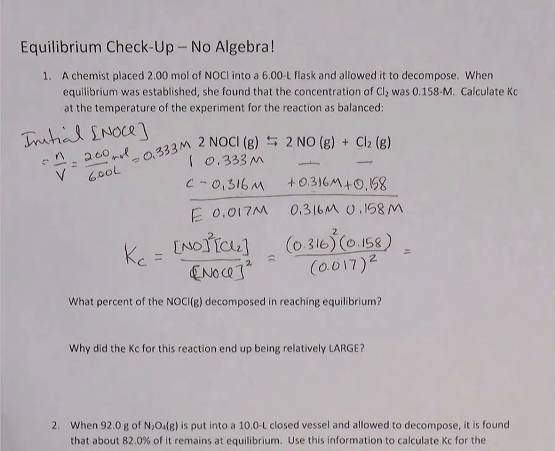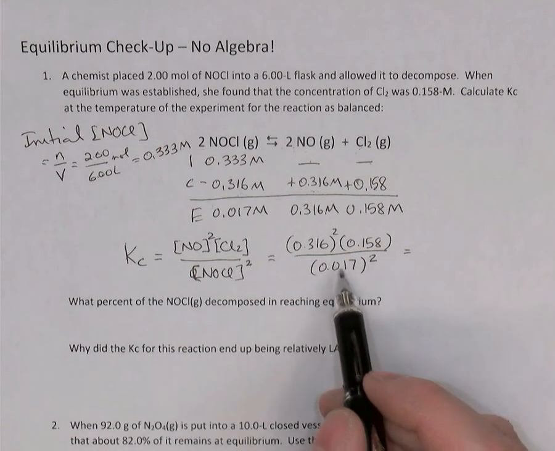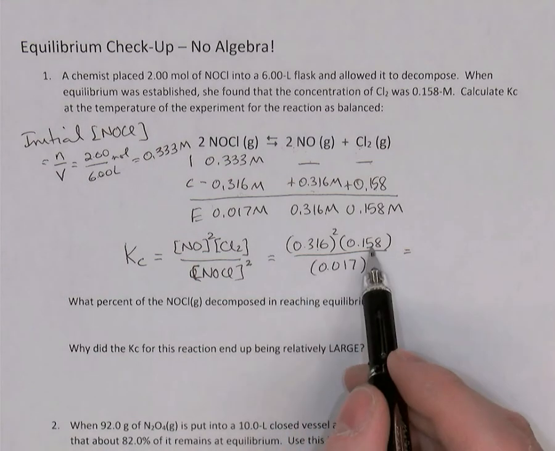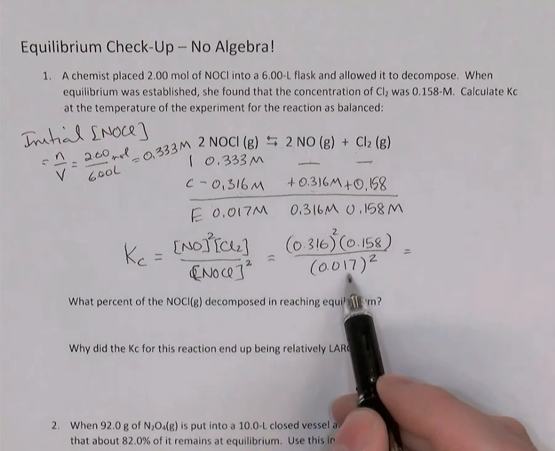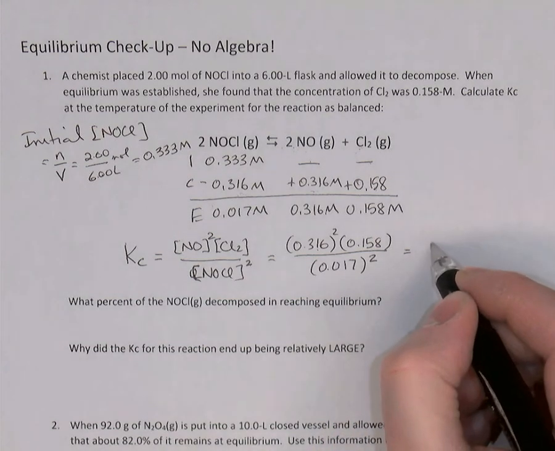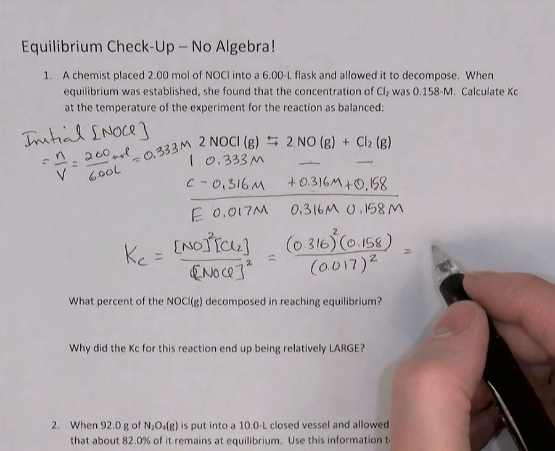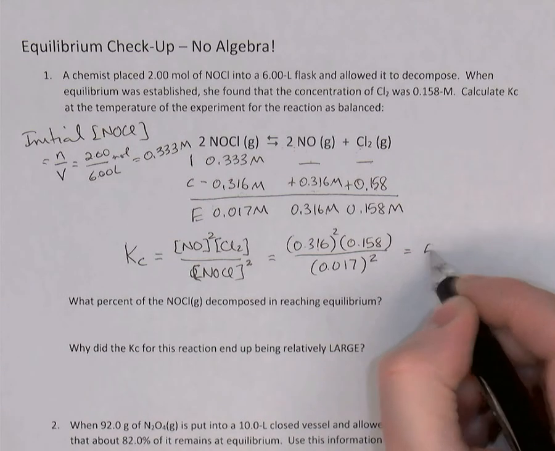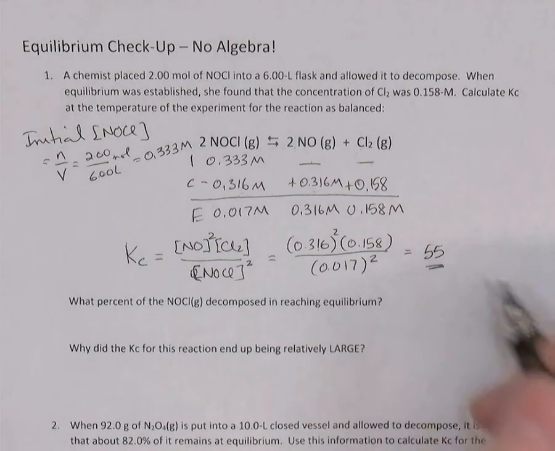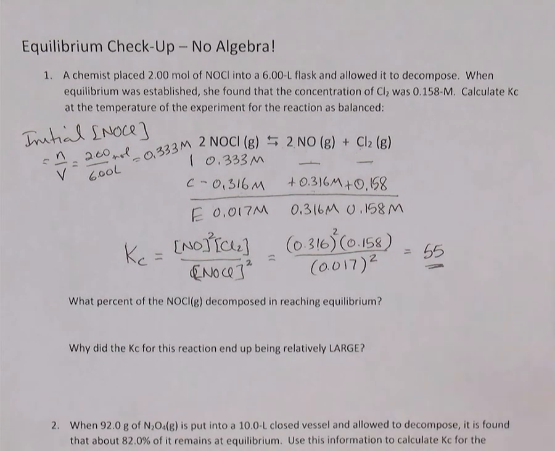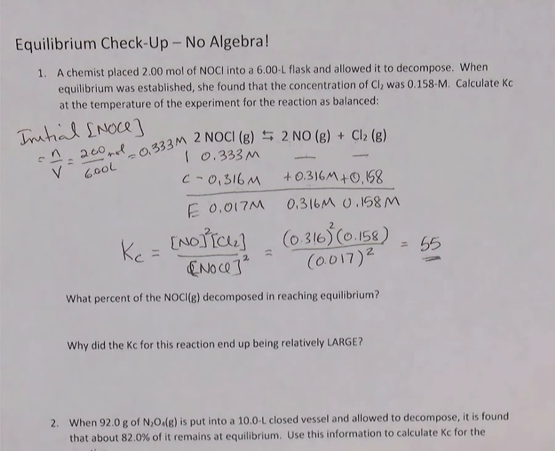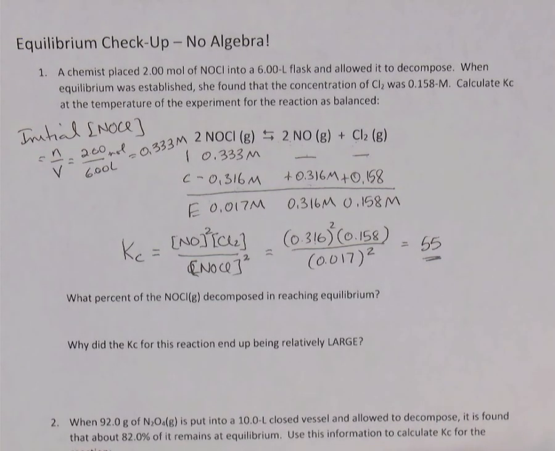So 0.316, we square that, times 0.158, divided by 0.017 squared. I'm going to keep, let's see, 3 digits times 3 digits divided by 2 significant digits. I'm going to keep just 2 digits here. So when my calculator says 54.59, I'll round that off to 55 with 2 significant digits. If you said 54.6, that's probably okay, but 2 significant digits was the correct number of digits.